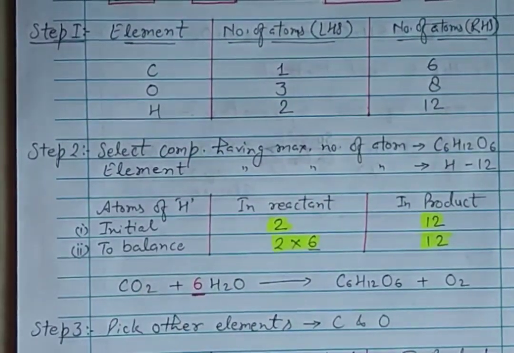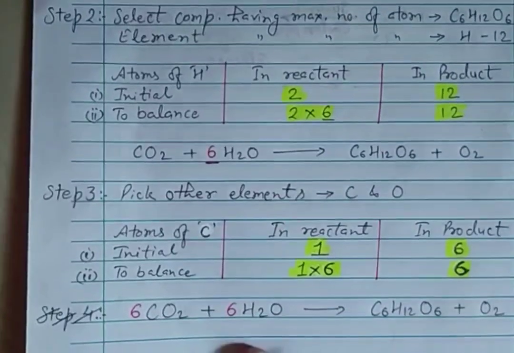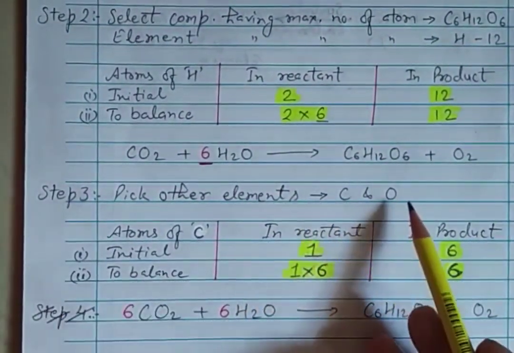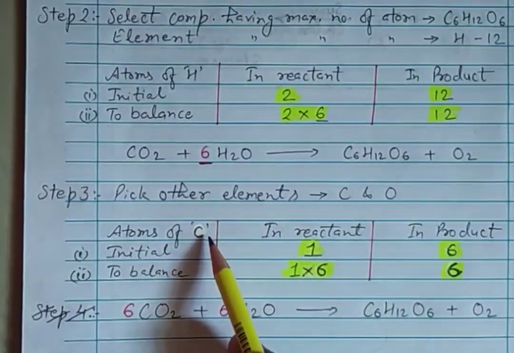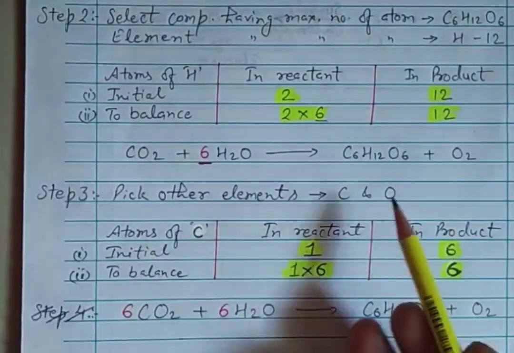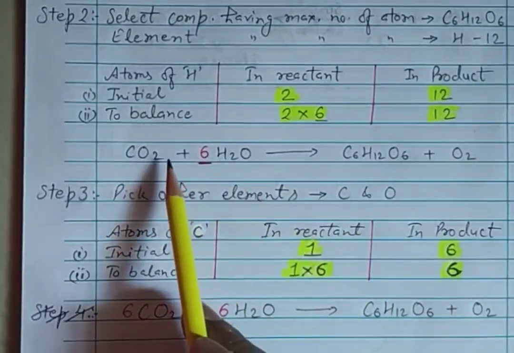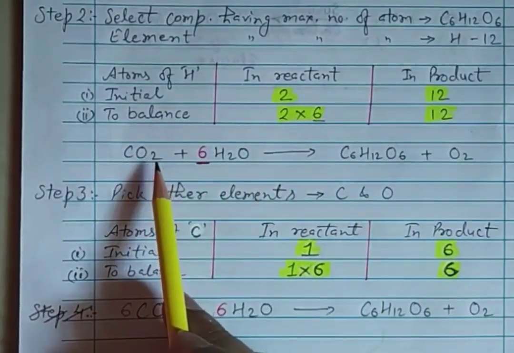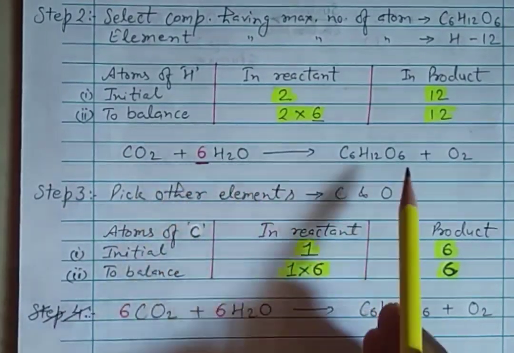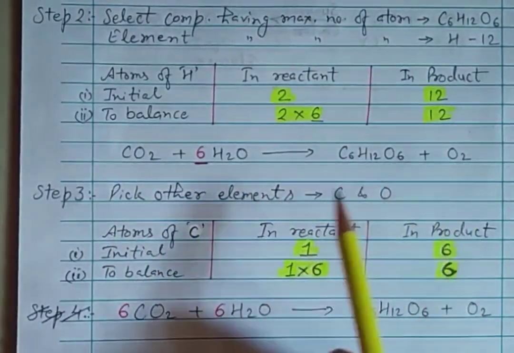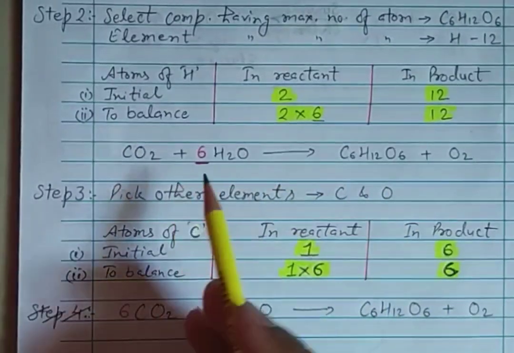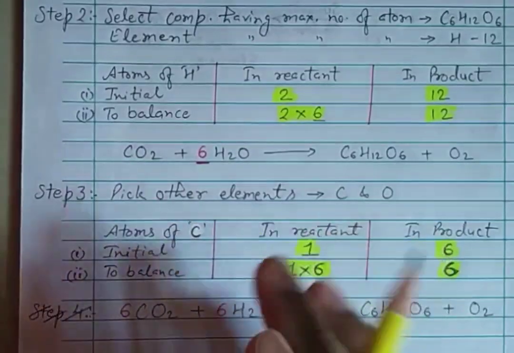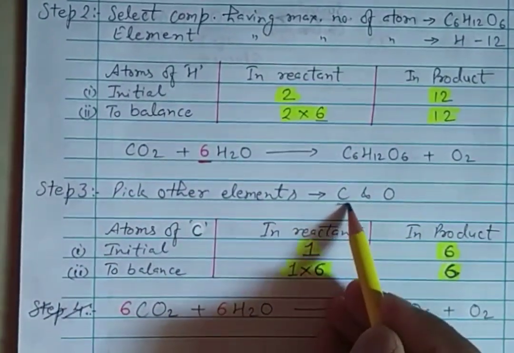We can only put these extra numbers before the compound. Okay, now we move to step 3. Here we see that other elements remain, carbon and oxygen. So first we select carbon. Why are we selecting carbon, and why not oxygen? Because if we see the reaction after balancing hydrogen, the number of oxygens is 8 on the left and 6 on the right, so 8 and 6. Sometimes it happens that we are balancing one element and other elements get balanced by themselves. So now we only have carbon to balance.